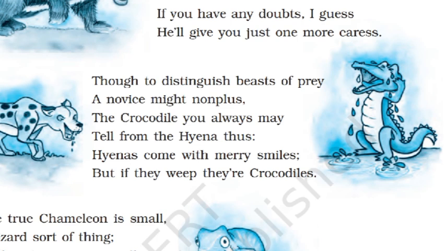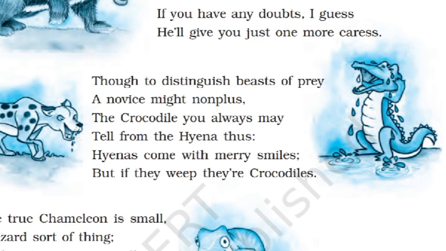Now after the bear, I'm going to meet such crocodiles. Now why? Because though to distinguish beasts of prey, a novice might be nonplussed. Novice means someone new. If you are new, if you do not know about the various animals, you are unable to identify them. So here these tricks, these tips are really going to help you.